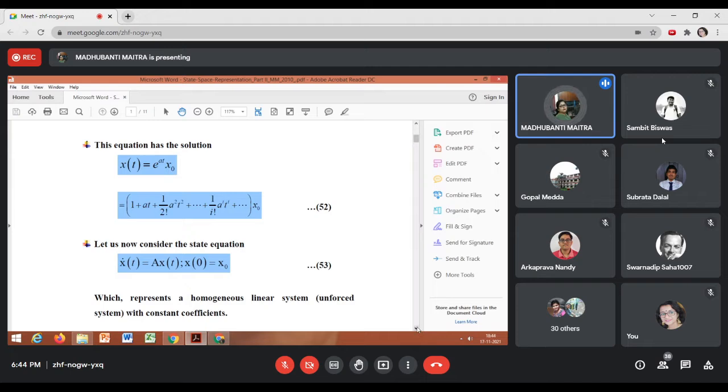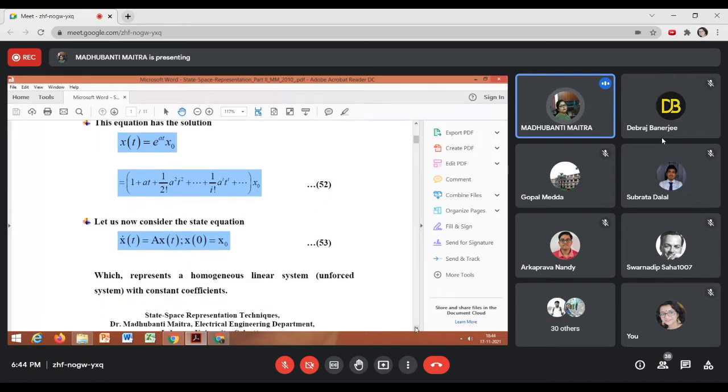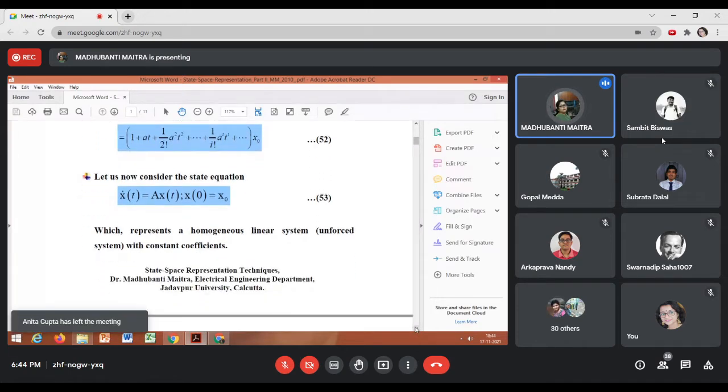So this equation, equation number 53, actually represents in a composite form a set of homogeneous linear equations, and this actually represents a linear unforced system whose dynamic behavior is described by this set of first order homogeneous differential equations.